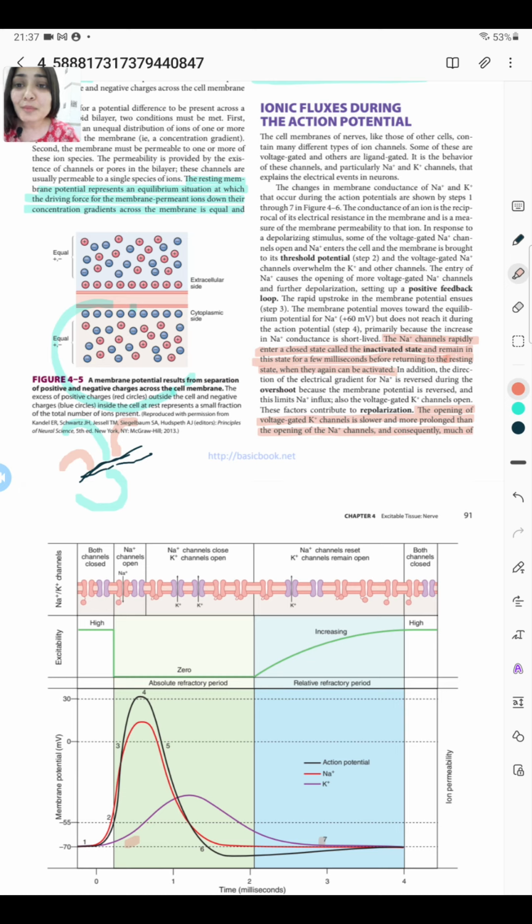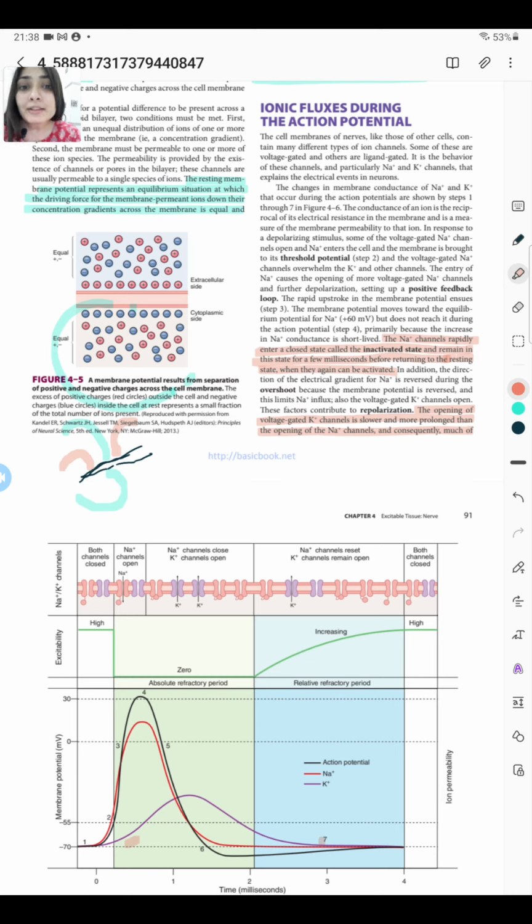This is a part of the series Page by Page, Ganong's Review of Medical Physiology. In the last video we discussed resting membrane potential, how nerve tissue is excitable, how the resting membrane potential is developed, what the ion channels are, which ions are found in the intracellular compartment, and which ions are found in the extracellular compartment. In this video we are going to discuss the genesis of action potential, how it is generated, what ion fluxes happen during it, and also briefly the all or none principle.